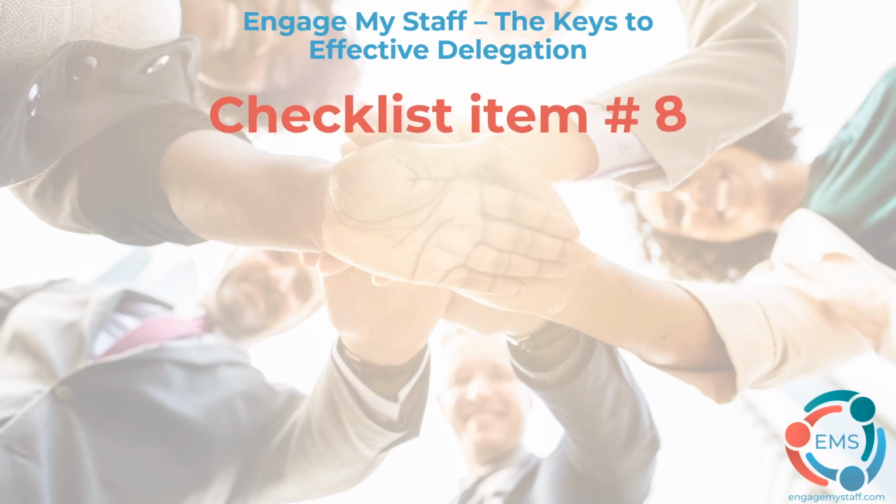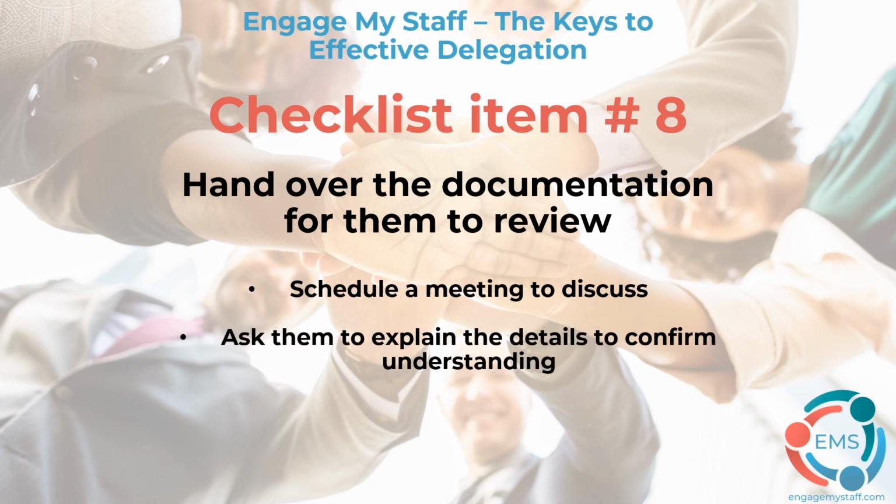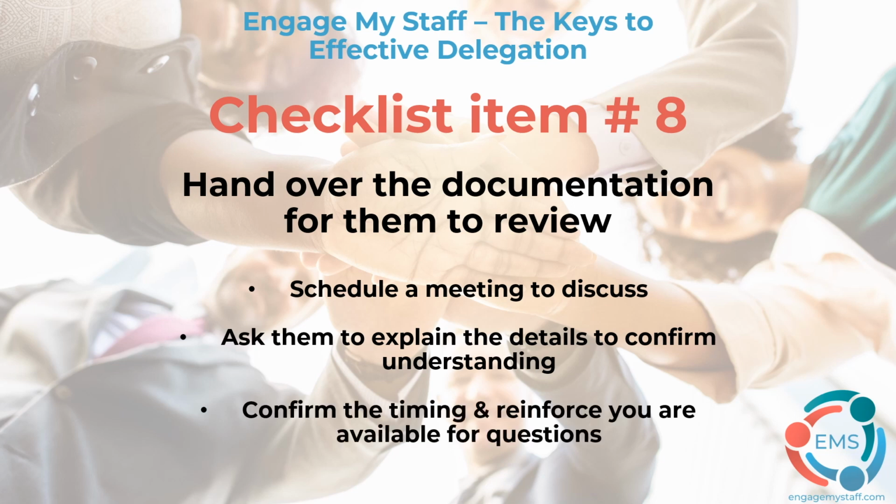Checklist item number 8. Give them the documentation and give them some time to review it and then schedule a meeting to get their feedback and get agreement on the how, why and when of the task or project. Make sure you ask them to explain what they believe to be the job or task so that you have a good feeling that they understand the key elements and tools required. Confirm the timing and reinforce that they shouldn't be afraid of approaching you at any time when they need clarity. You'll be happy to answer any questions.